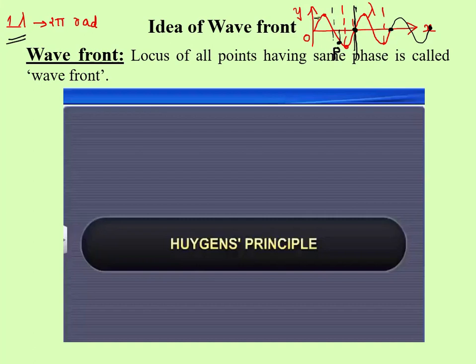We take the distance of this random point from the origin as x, and we apply the unitary method: if 1 lambda gives 2 pi radian, then any arbitrary distance x meter, because lambda is in meter, gives how many radians? If lambda meter gives 2 pi phase, then x meter gives what phase? If we cross multiply, we get 2 pi into x divided by lambda as the phase at that random point, denoted with phi.